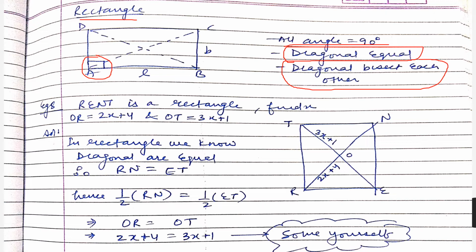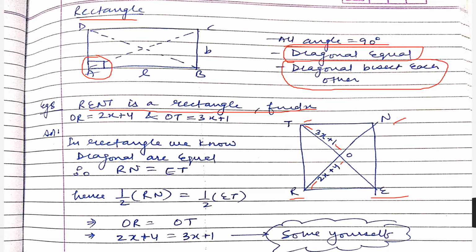Now, a question in front of you: RENT is a rectangle. Find x. RENT. We have to find the value of x. What is given to us? That OT is 3x plus 1, and RO is 2x plus 4. Now what will we do?